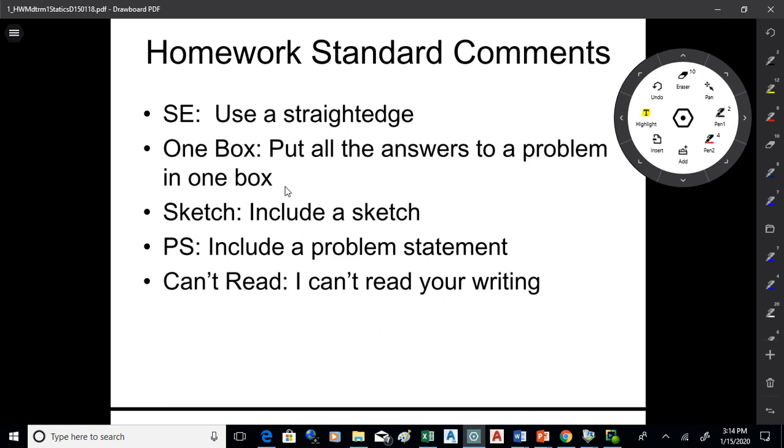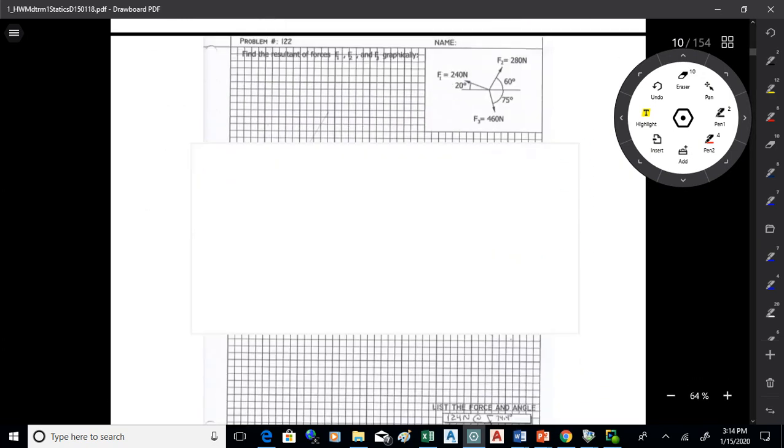PS means problem statement. And can't read means I can't read your writing, okay? Now, not everyone has beautiful handwriting, I know that. But legibility is very important, okay? Again, I've done surveying work. I write stuff on stakes. If I write a 5 and it ends up looking kind of like an 8, that could be real problems, okay? Like very expensive, big problems if I do that. So legibility is important, okay? It's important that people can read your numbers, okay? All right, so that's the first thing I wanted to mention there.